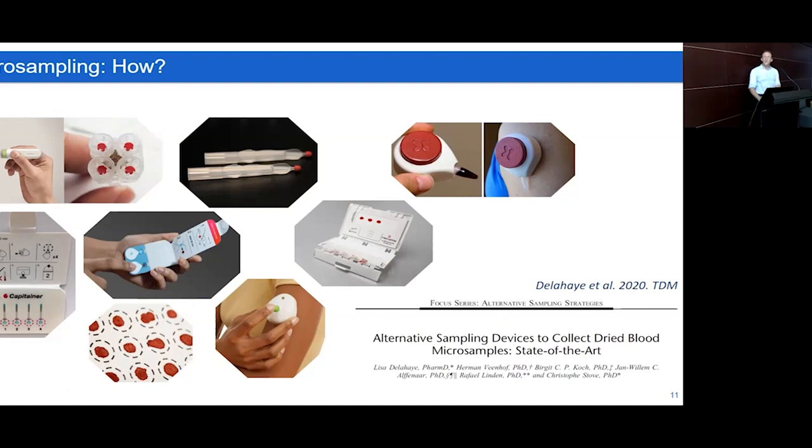And there's not only finger prick sampling, you can also have arm sampling, for instance, which is relevant in the field of doping, because for basketball players, it's definitely not acceptable that you would do a finger prick. They do accept arm sampling. So also in the doping field, it is being introduced.